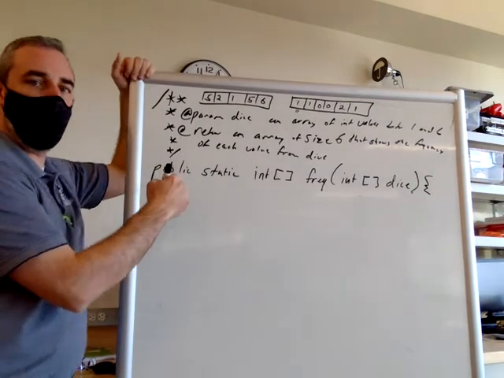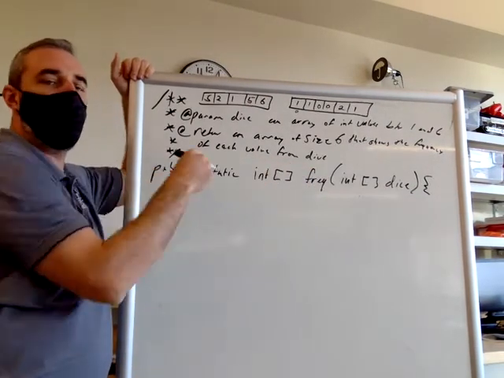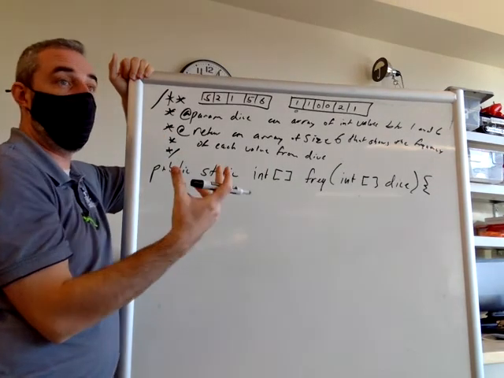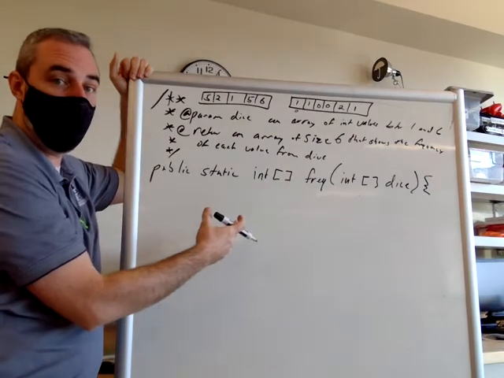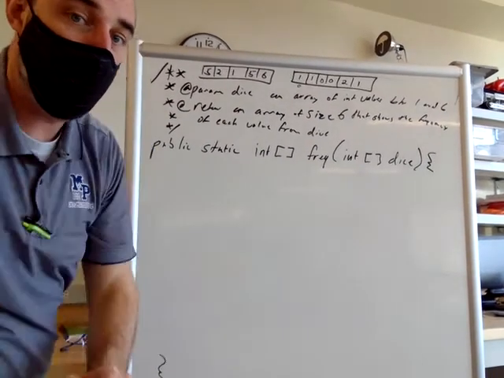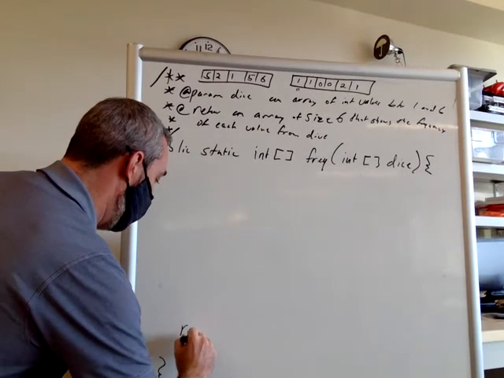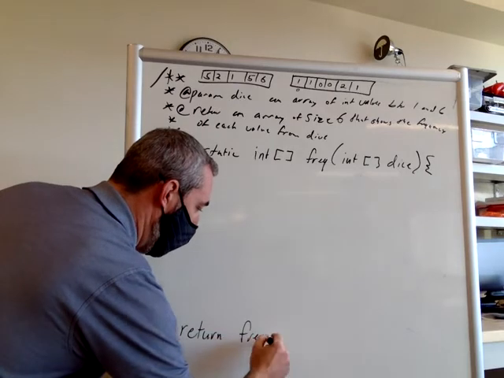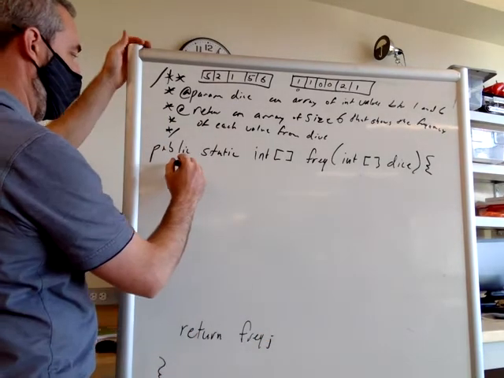And now what we're going to do is we want to count or go through each of those dice and just increase the value of our frequency array. Now we don't have a frequency array yet. We got to create that, but we're also going to want to return it. So let's go down to the bottom of our method and return frec. And at the top we'll create it.